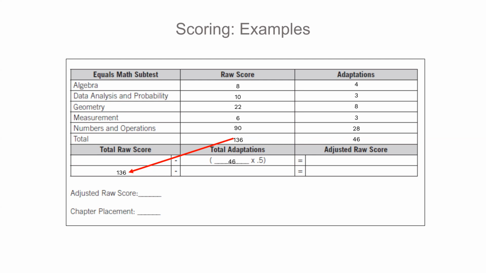Calculate the adaptation score by multiplying the total of 46 by 0.5. 46 times 0.5, or half, equals 23. Record 23 in the total adaptations column. Subtract the adaptation score from the total raw score to calculate the adjusted raw score. In this example, 136 minus 23 equals 113. Record that amount on the line adjusted raw score.